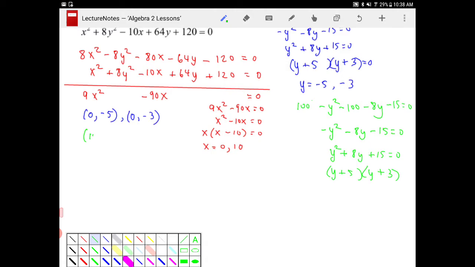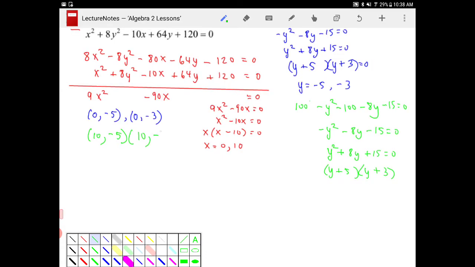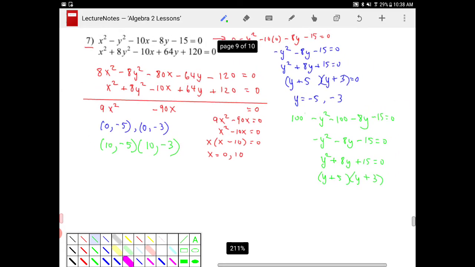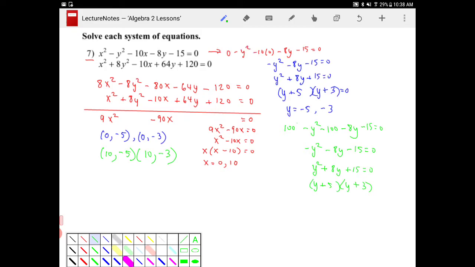10, comma, negative 5, and 10, comma, negative 3. Okay, so these are the points of intersection.